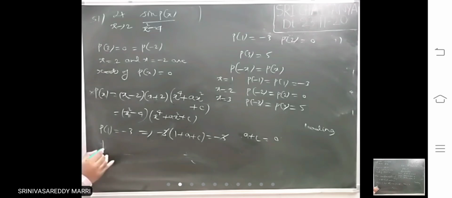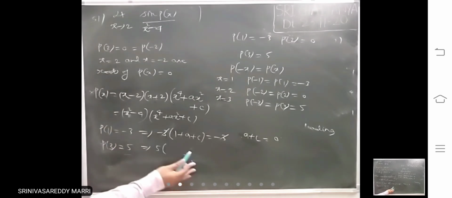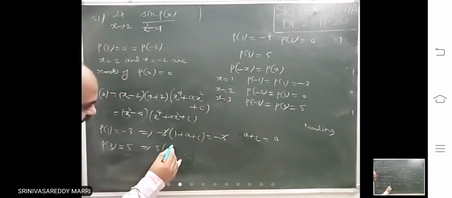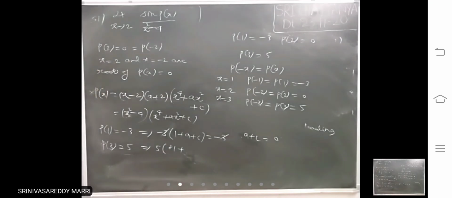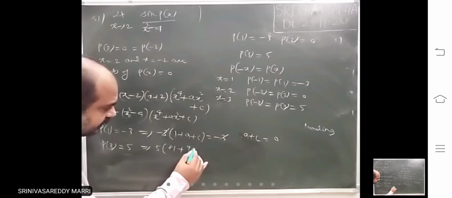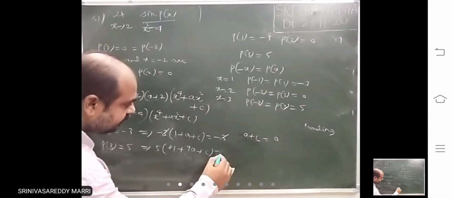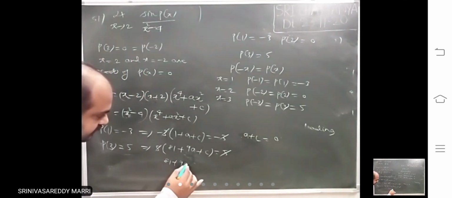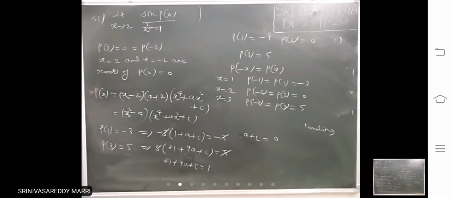So next, what is the other relation you have? P of 3 equal to 5. P of 3 means here, 5 into 3 substituted: 9 minus 4, that is 5, into 3 to the power 4 which is 81, plus 9a plus c equal to 5. So what you are getting? 81 plus 9a plus c equal to 1.